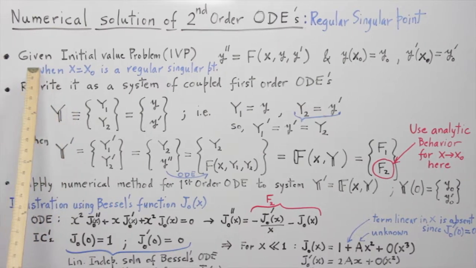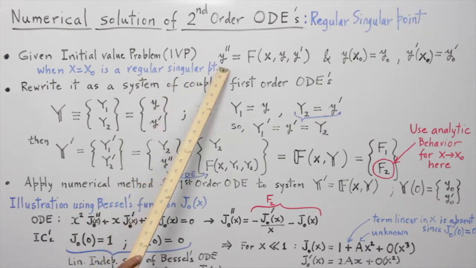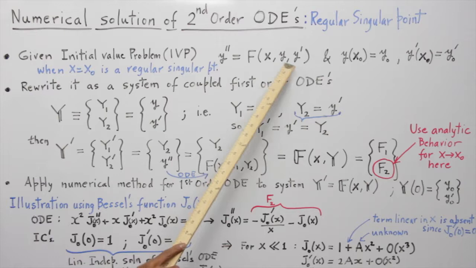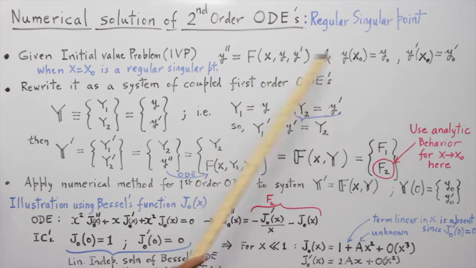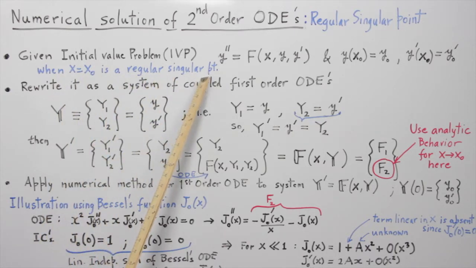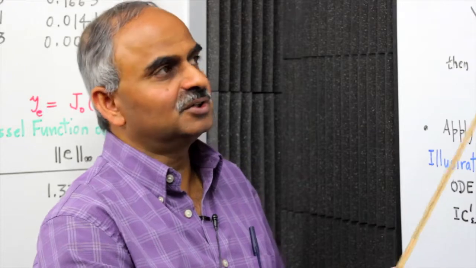So let's look at the analysis that we need to do to fix this problem that we encountered. So given the initial value problem, y double prime equals some function capital F of y prime and x, and the two initial conditions, we are interested in the solution when x equals x0 is a regular singular point. So it's not an ordinary point, but it's a singular point.